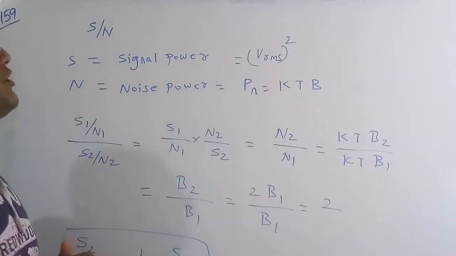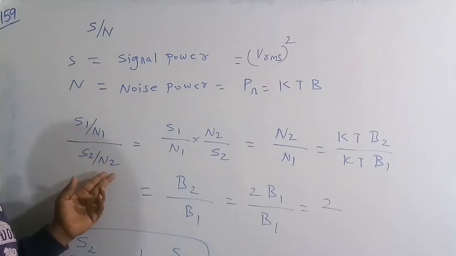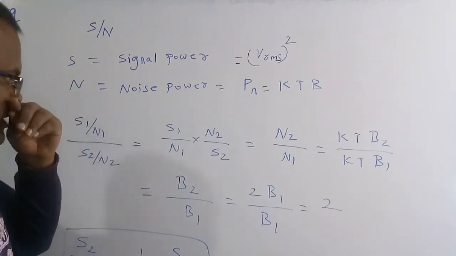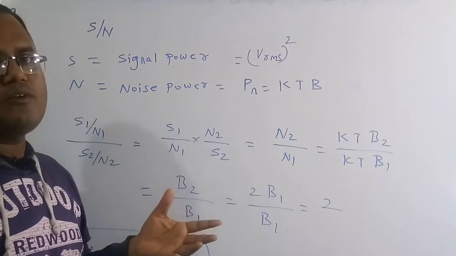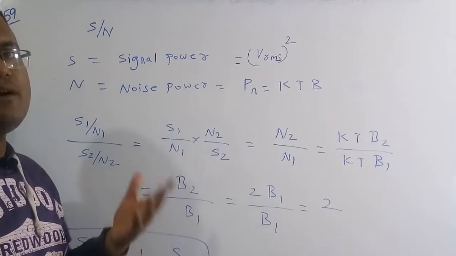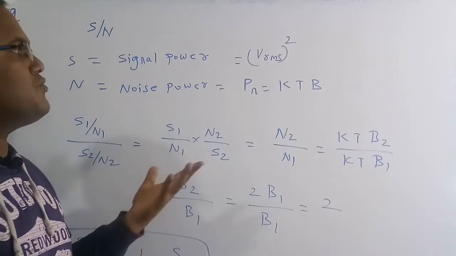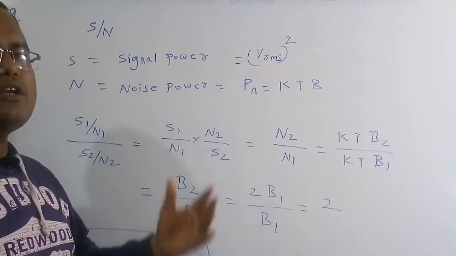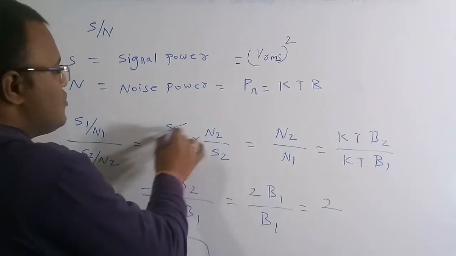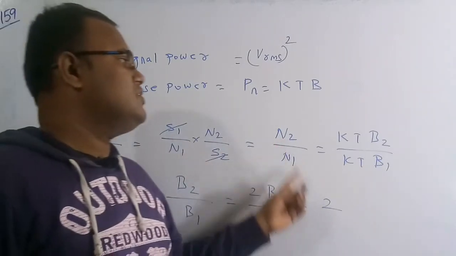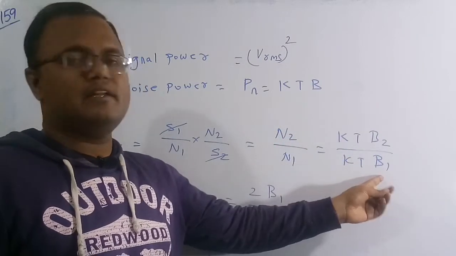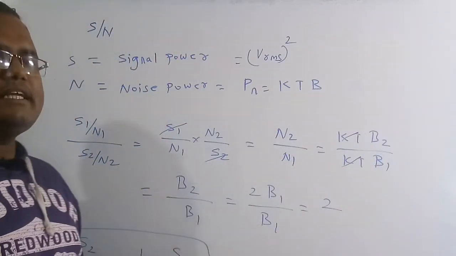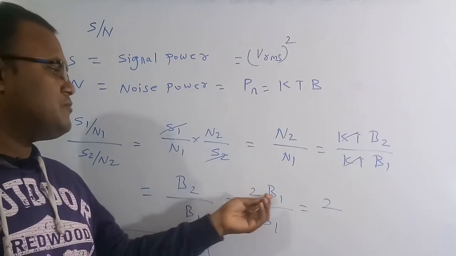Now suppose I divide S1 by N1 by S2 by N2. I can write this as S1 by N1 into N2 by S2. As S1 and S2 signal powers depend only on the signals and are independent of the channel bandwidth, and the question does not give 2 different signals, we assume the signals are the same and only the bandwidth varies. So S1 is equal to S2, leaving N2 by N1. N2 is equal to K T B2 by K T B1. KT is constant, so it cancels, leaving B2 by B1. We increase the bandwidth by twice, so 2 into B1 by B1.